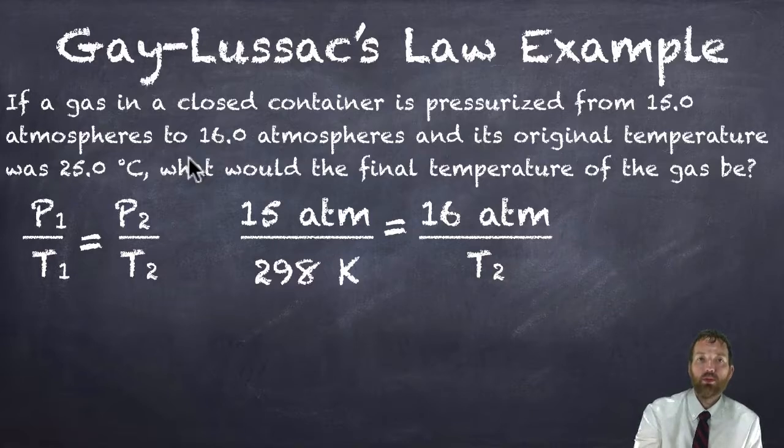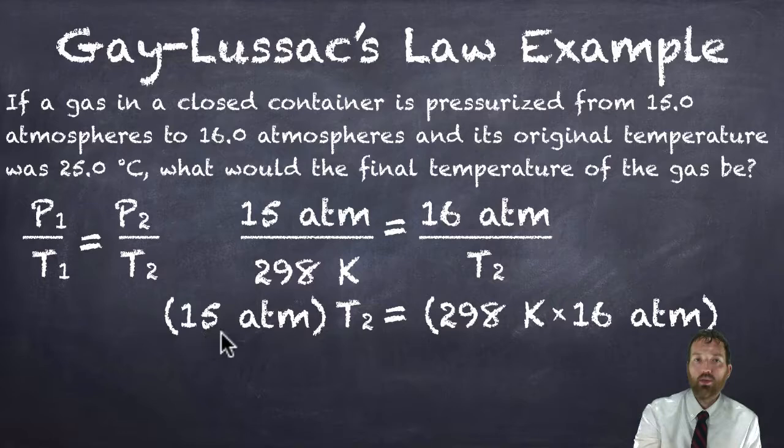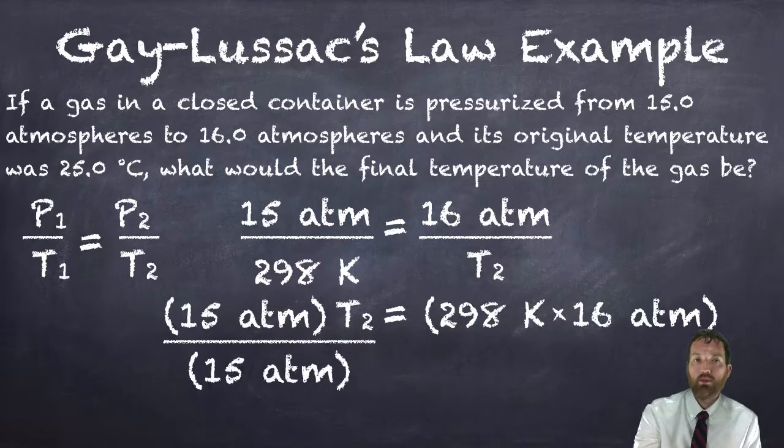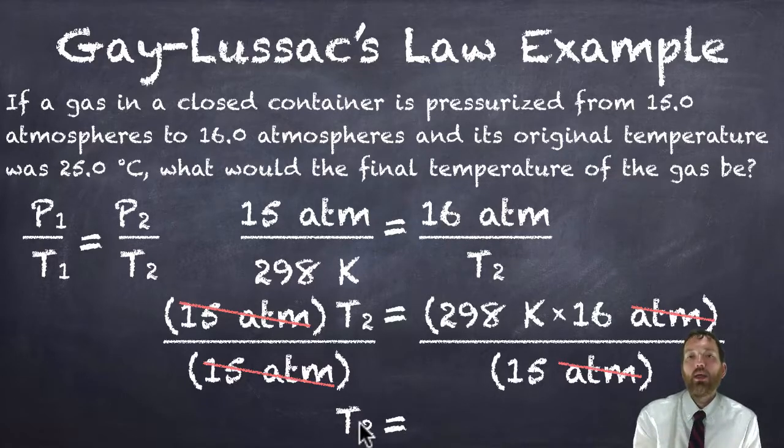So again, we need to cross multiply. So we'll do 15 times T2 is equal to 298 times 16. We're going to isolate that variable T2 by dividing both sides by 15 atmospheres. 15 atmospheres divided by 15 atmospheres will cancel out. Our units will cancel out as well. Atmospheres and atmospheres will go away. I'll be left with Kelvin, which is a unit of temperature, so that's good. And my math is just 298 times 16 divided by 15, and that's 318 Kelvin.